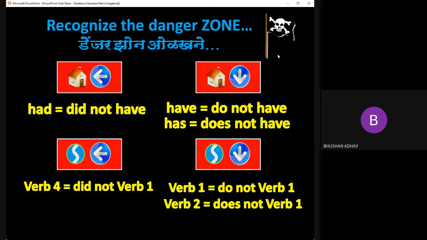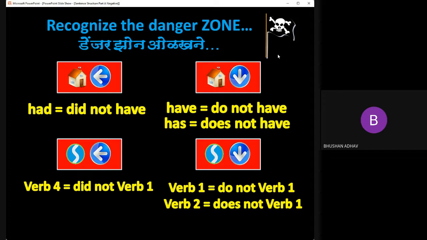Same way, whenever you see have without verb and has without verb, whatever have you see, just replace that have with do not have, and has with does not have. And then the fourth form of a verb becomes did not, then V1. I went to college. I did not go to college. They saw a movie. They did not see a movie. So V4 into did not V1, and V1 into do not V1, and V2 into does not V1.